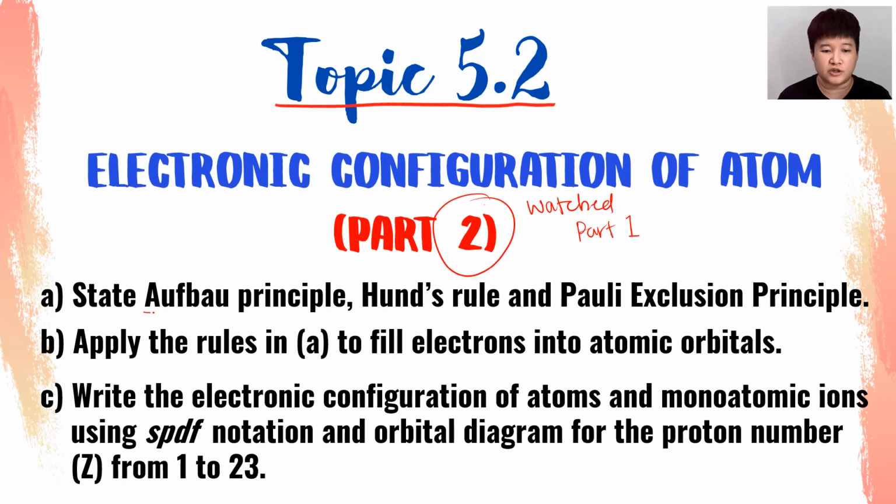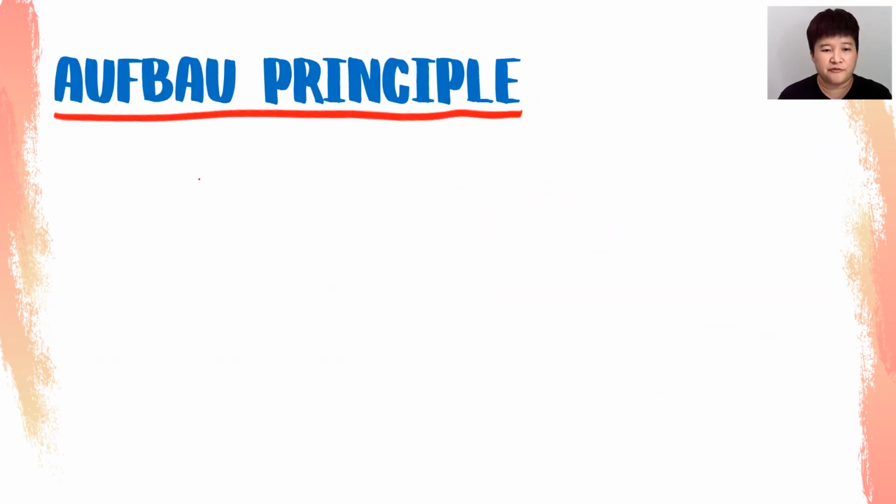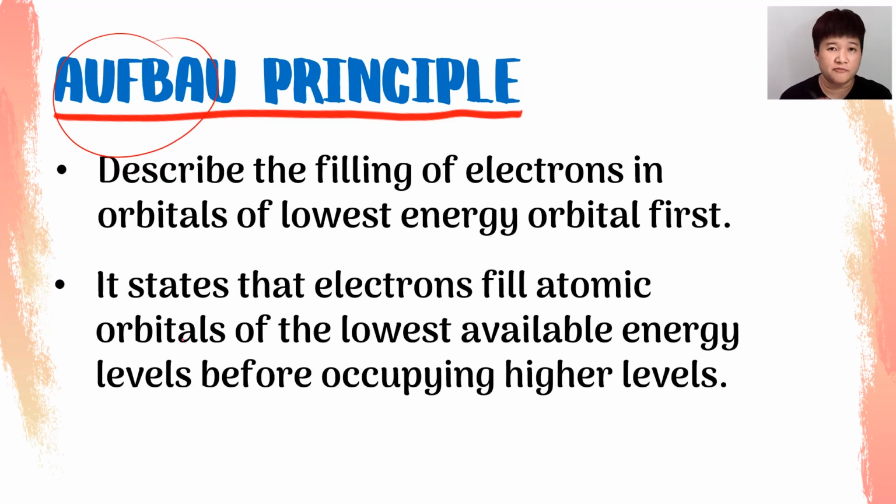In this video, we'll look into a few principles and rules that we are going to use in writing a proper electronic configuration, whether in SPDF notation or orbital diagram. So let's start. First principle, Aufbau Principle. What Aufbau is trying to tell you is you must fill the lowest energy orbital first. You must fully fill the lowest energy orbital first. When it's already full, then only you move up to a higher energy orbital.